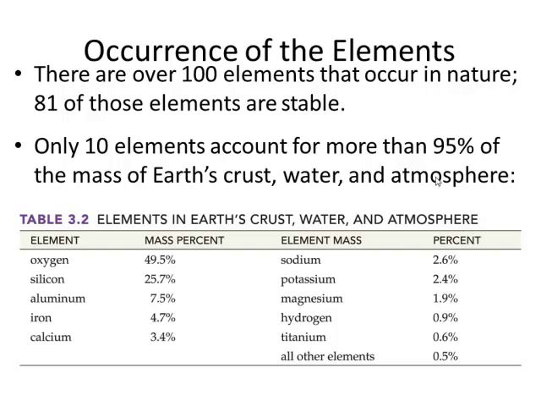Then 10 elements account for more than 95% of the mass of the Earth's crust, water, and atmosphere. So you can see oxygen and silicon are really what most of the Earth is composed of by mass. Oxygen is in water, and silicon is sand. Think of all the oceans, so you can get why you have a high percentage of oxygen. There's a lot of hydrogen, but the mass of it is so light that it's insignificant in its percentage. So these are the elements in the Earth's crust, water, and atmosphere.